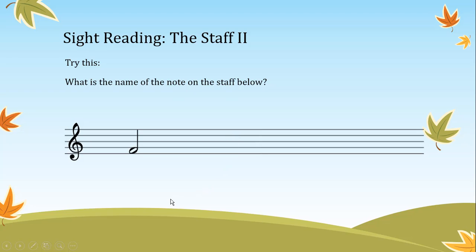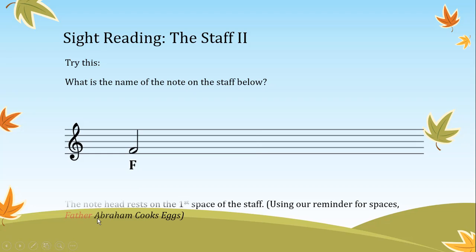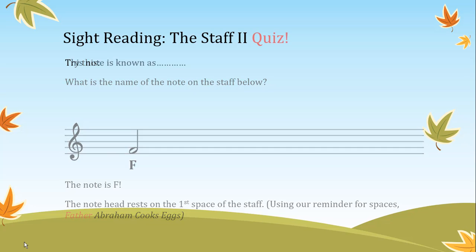Okay, so now that we know the lines and spaces, let's take a look at this note. Is it on a line or space? Right now, this note is on a space. So we are going to use the reminder for spaces. Father Abraham cooks eggs. We can see that the note head is resting on that space that is labeled as Father, or F. So the name of this note should be F. What this tells you is that you go to your piano or your instrument and play the note F for 2 beats.